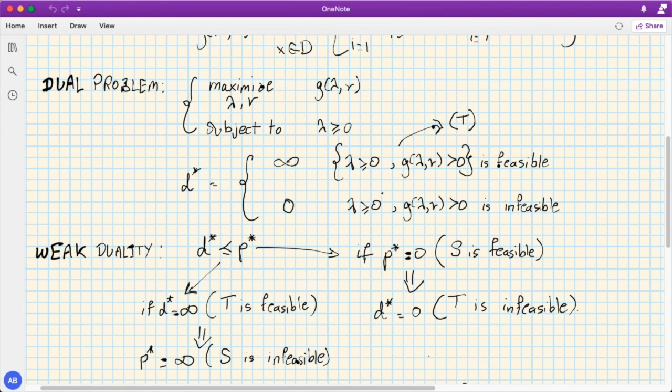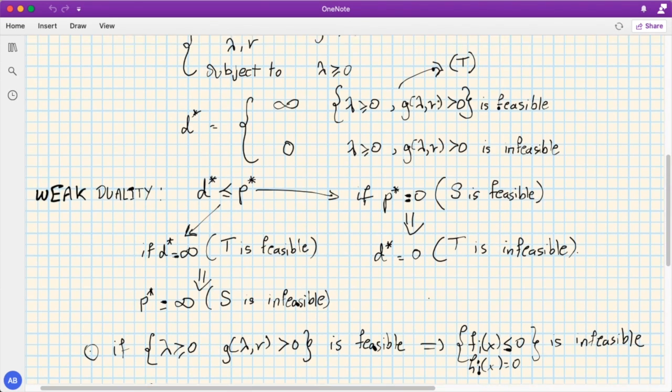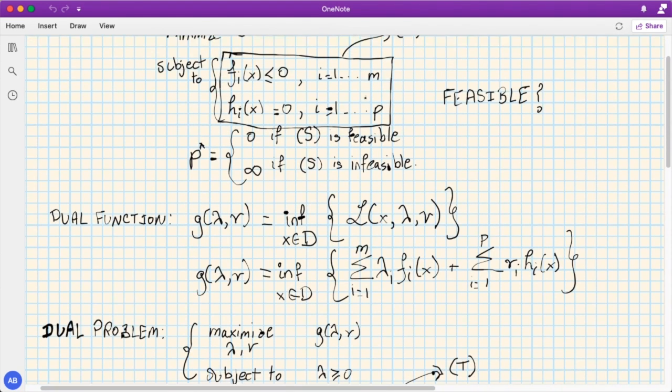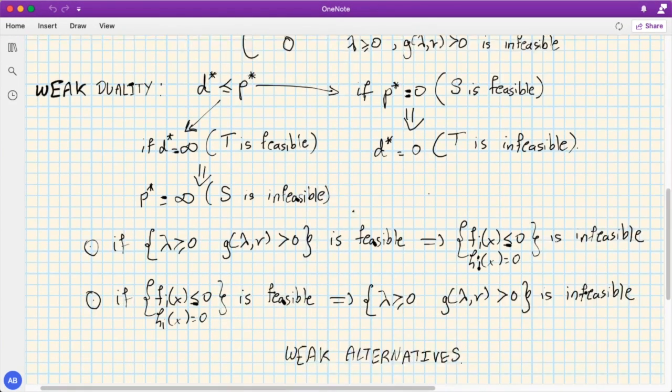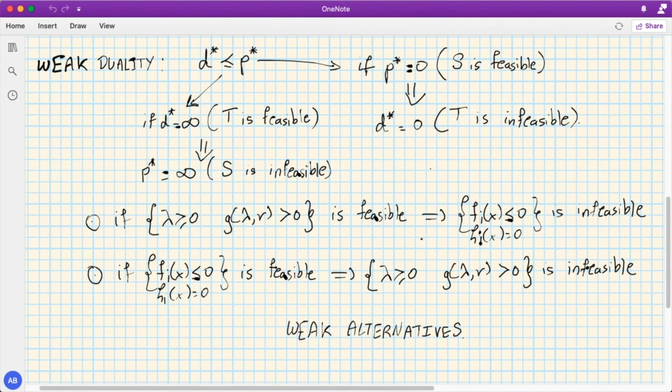And using weak duality, we arrived at the weak alternatives, which tell us that at most one of the two, T or S, is feasible. If T is feasible, then S is infeasible. Else, if S is feasible, then T is infeasible. This might turn out to be useful when working with inequality and equality constraints that are numerically hard to compute.